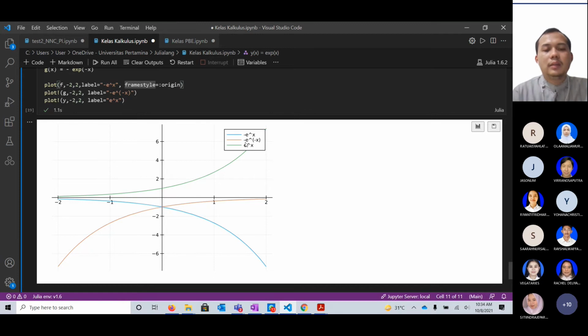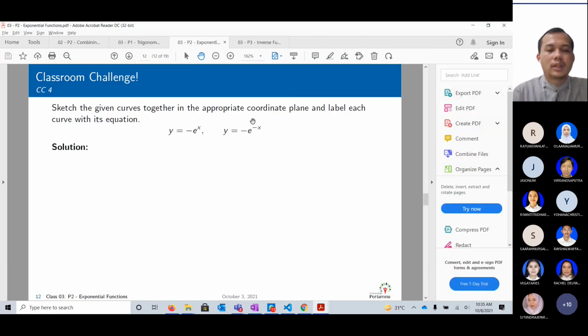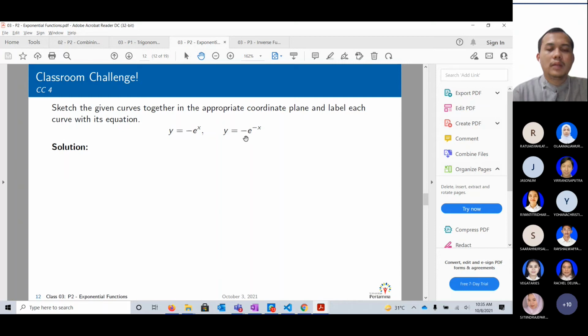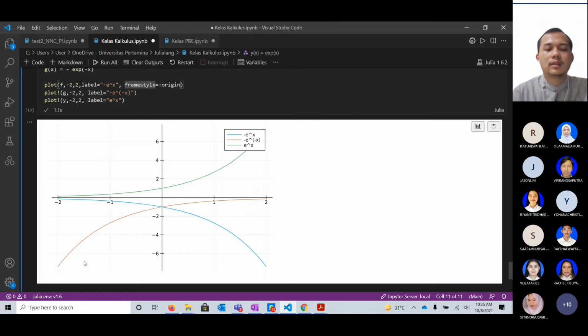And if minus e power x, we multiply -1 on x, then meaning that we reflect it again across the y-axis. So we have the red plot. So this y equals to minus e power x is the blue plot, and y equals to minus e power minus x is the red plot. That is basically how to plot it. Okay.